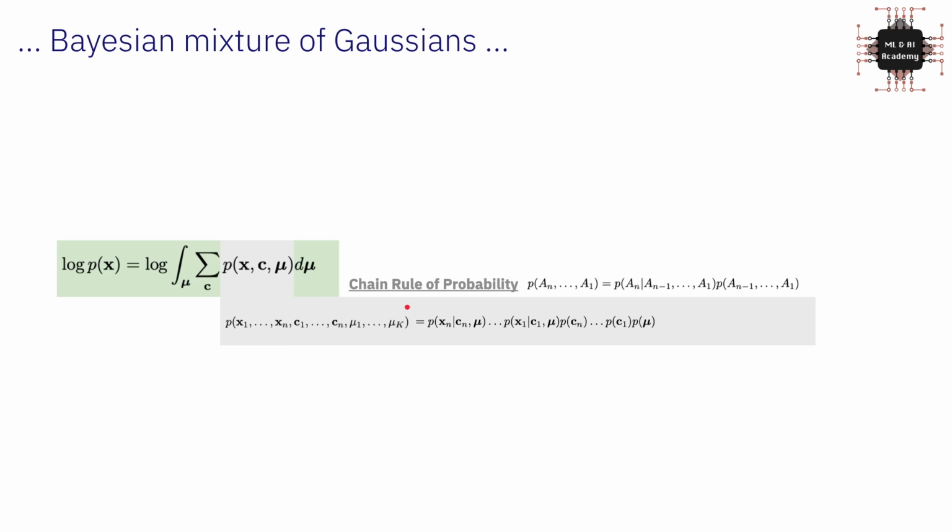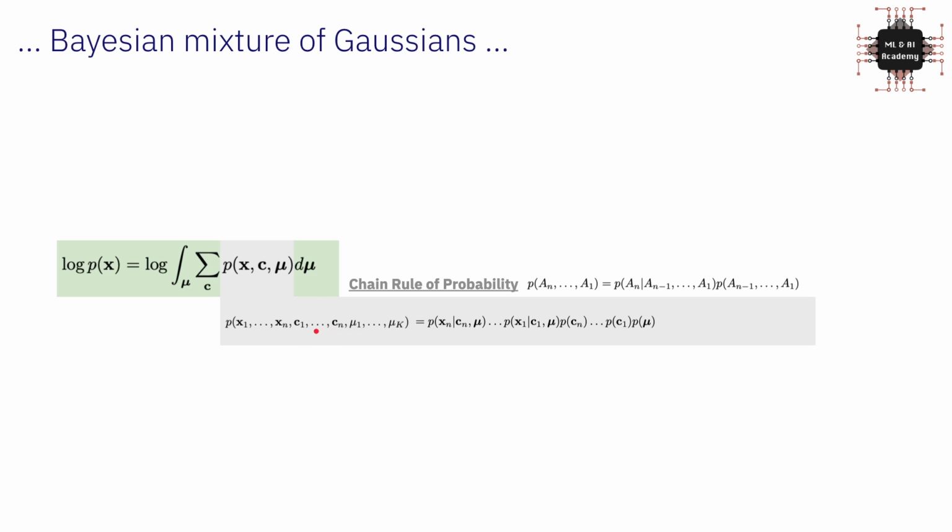But now notice that xi depends only on ci and mu, and that's why you end up with xn given cn and mu. Then you repeat that for xn minus 1, xn minus 2, up to x1, and that gives you this product you see here. So we have p of xn given cn and mu, up to p of x1 given c1 and mu. And don't forget that while doing this factorization, there will be a remaining joint, which is c1 up to cn and mu1 up to mu k.